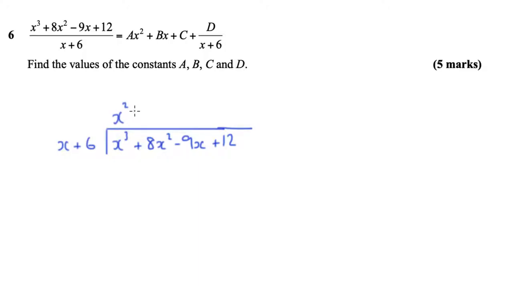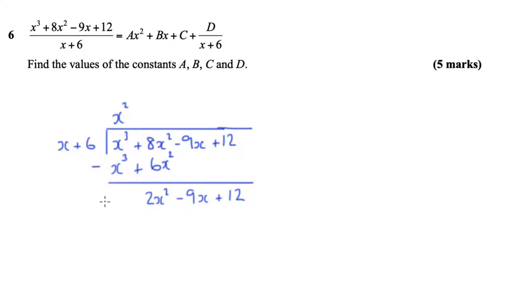And we then multiply the x squared that we've written up here by however many terms we've got down here. So we're going to have x squared times x, which is x cubed, and that gets written below the numerator from the question. We also multiply x squared by 6, which is 6x squared, and that also gets written below the x squared term. We then subtract that from the numerator. This should always become 0. The first term should always reduce to 0. The second term in this case is going to be 2x squared. I've not got anything to subtract here, so I'm just still going to have negative 9x and positive 12.